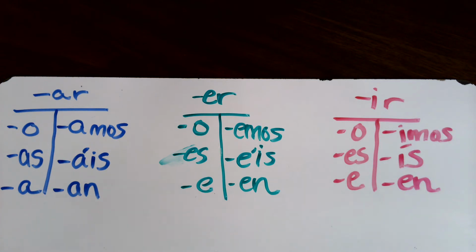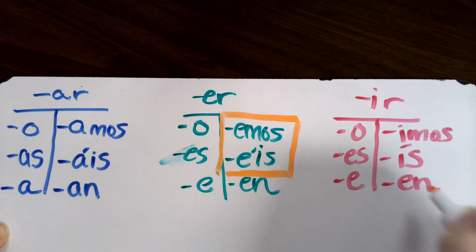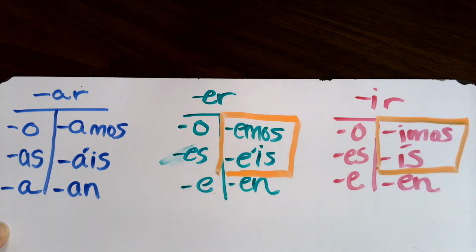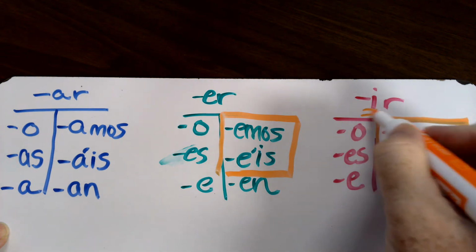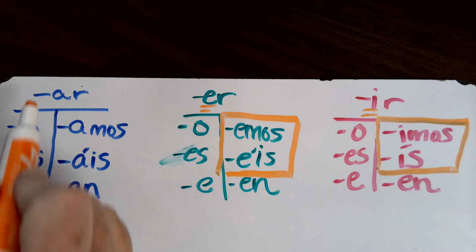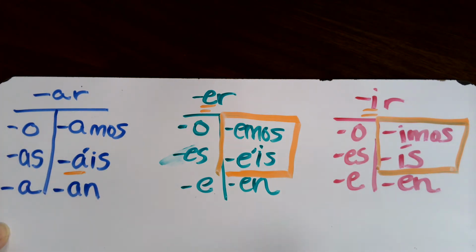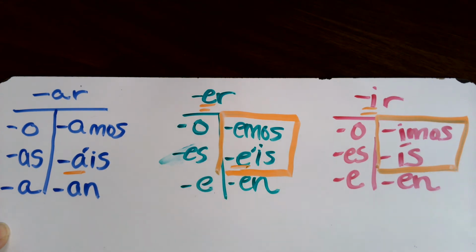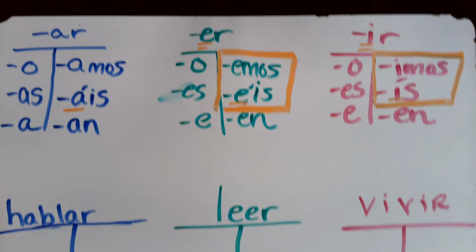Remember, the ER and IR verbs have the same endings except for nosotros and vosotros. Their endings will be similar to the type of verb that it is. And the other thing that sometimes kiddos get confused about is where to put that accent on the vosotros form. Think of it this way. If it's an AR verb, it goes over the A. If it's an ER verb, it goes over the E. If it's an IR verb, it goes over the I. Easy way to remember.